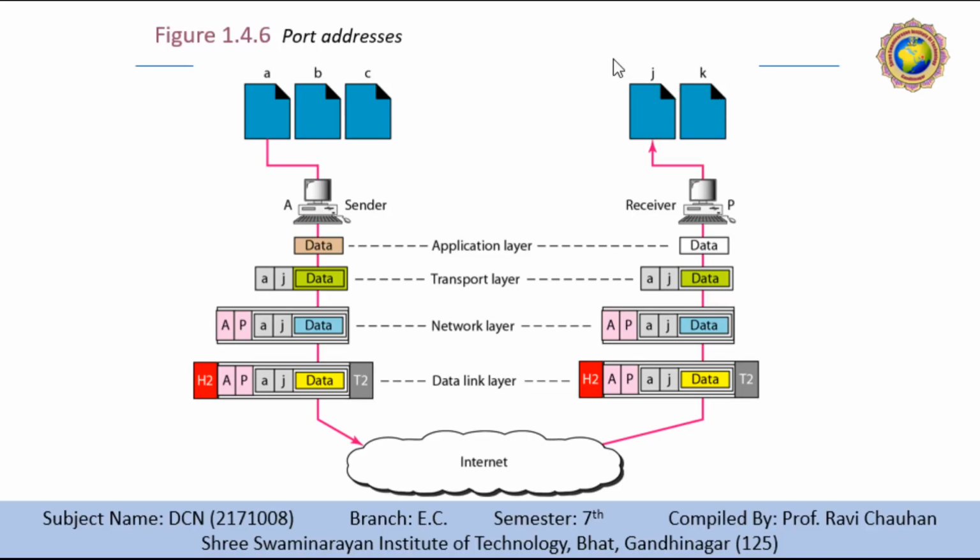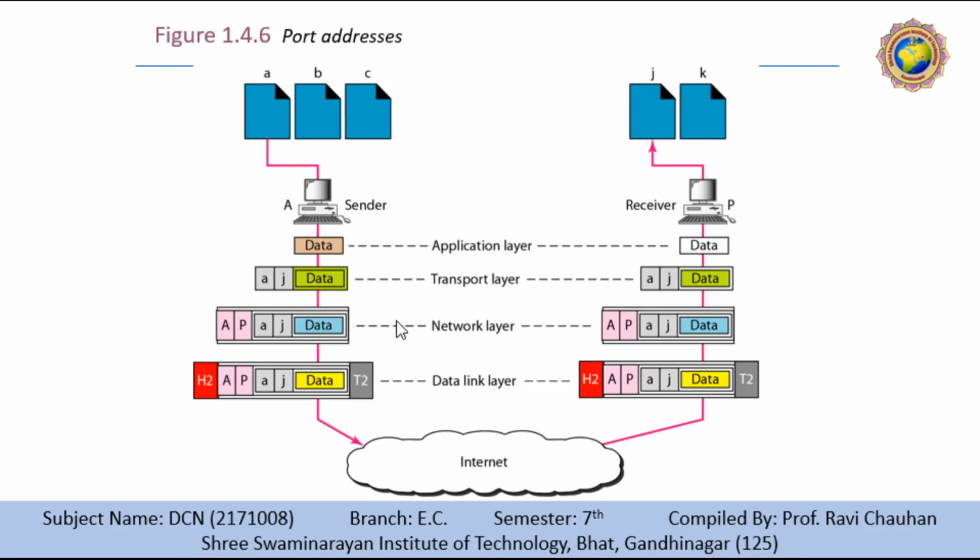Note that although both computers are using the same application, FTP, file transfer protocol for example, the port addresses are different because one is a client program and the other is a server program. To show that the data from process A needs to be delivered to process J, not K, the transport layer encapsulates the data from the application layer in packets and adds two port addresses, A and J. So you can see that A and J are the source and the destination.